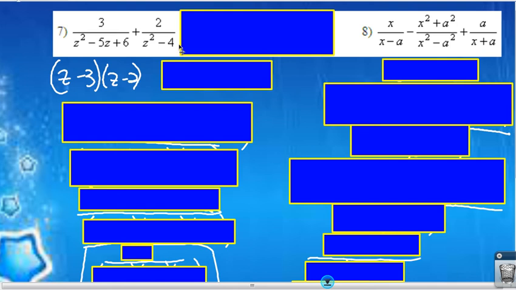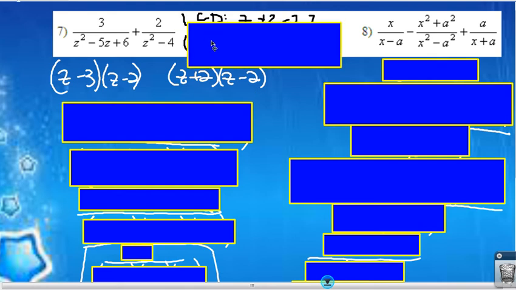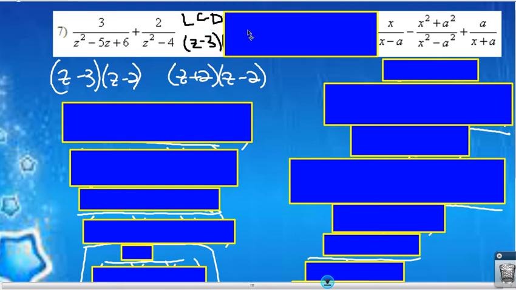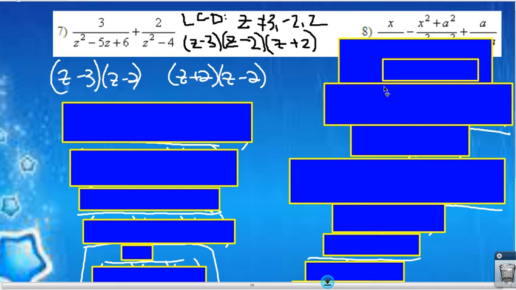For the second fraction, this is the difference of perfect squares. So it's going to factor into z plus 2, z minus 2. And again, your LCD is basically a collection of factors. This one has a z minus 3 and a z minus 2. This one has a z plus 2 and a z minus 2. So if we start to collect these factors, we have a factor of z minus 3, a factor of z minus 2, and a factor of z plus 2.